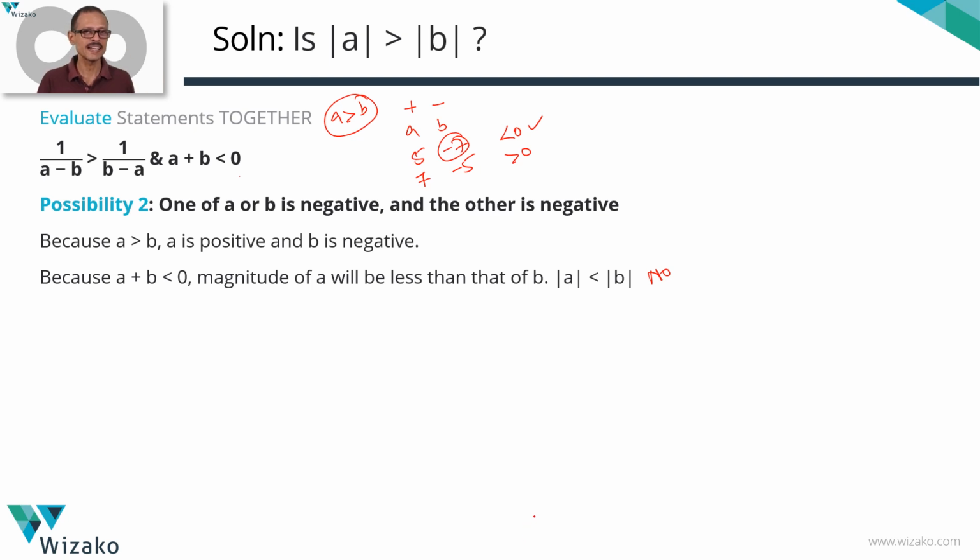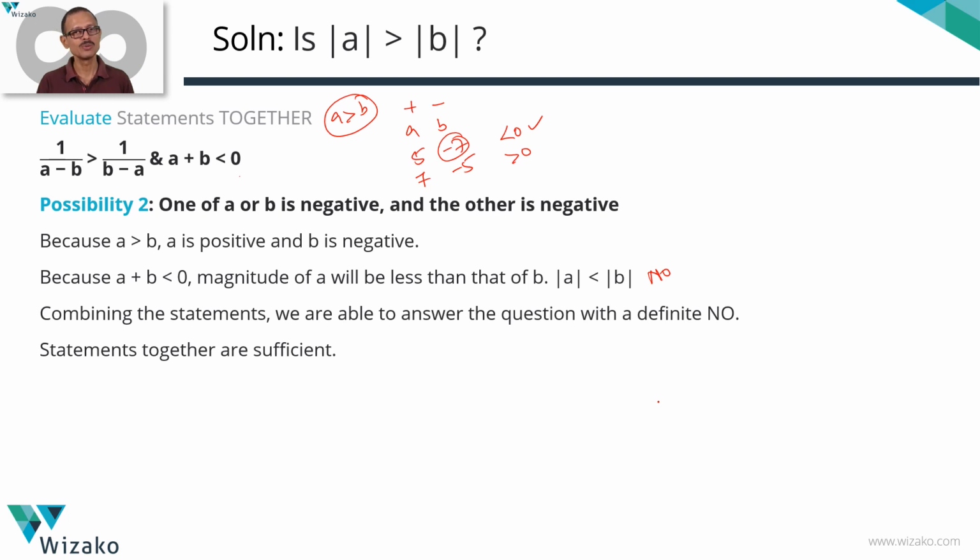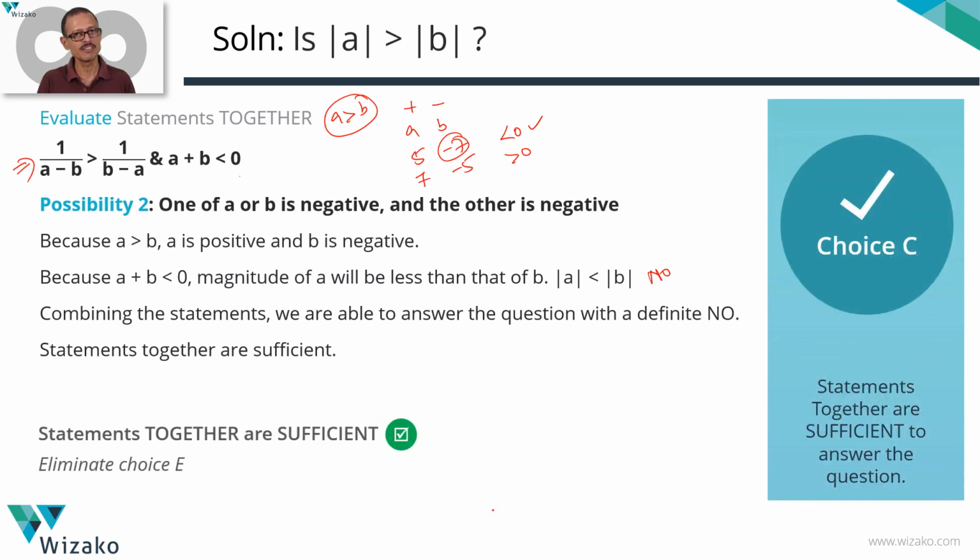Recall the first possibility. I said let's just register only the answer. The registered answer for possibility 1, when both of them are negative, was a no to the question. The answer that we are registering with the second possibility also is a no, because we're getting a conclusive no that modulus of A is less than modulus of B if both these data points are good. The statements together are sufficient. It's giving us a conclusive answer. Eliminate answer option E. Choice C is the correct answer to the question.